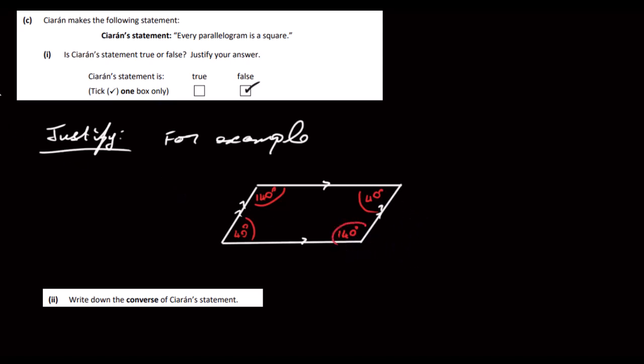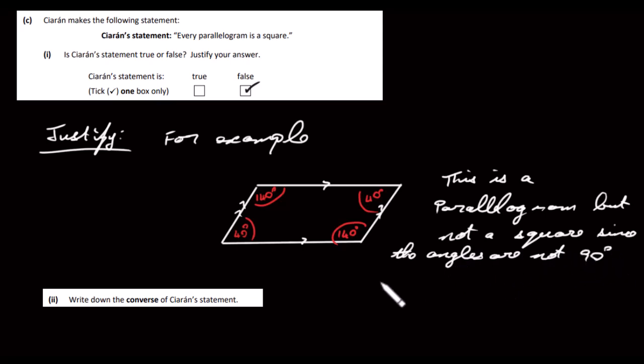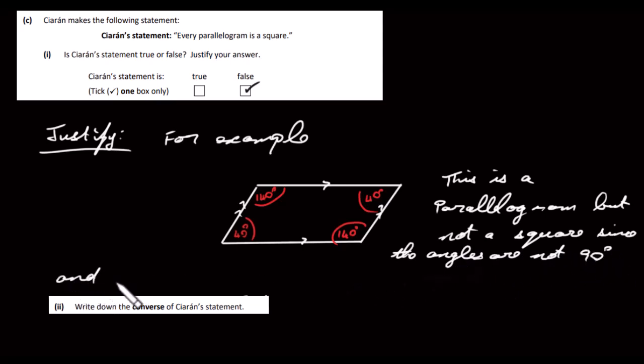So this is a parallelogram, but not a square, since the angles are not 90 degrees and all the sides are not equal.